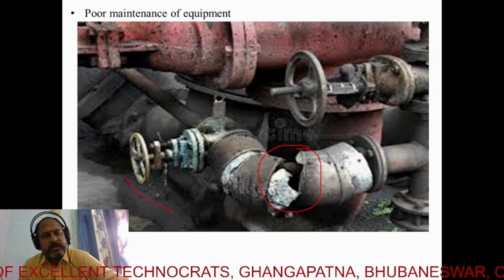Workers who are working in the proximity will be exposed to physical injuries, chemical injuries, or thermal injuries. So the potential hazards possible due to poor maintenance of this kind of equipment, which you are seeing in this image, are: leakage of hazardous materials, increased pressure drop or blockage, equipment failure, and the risk to personnel. Now let us learn about the root causes.